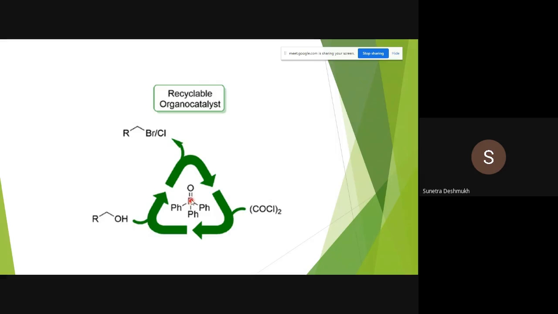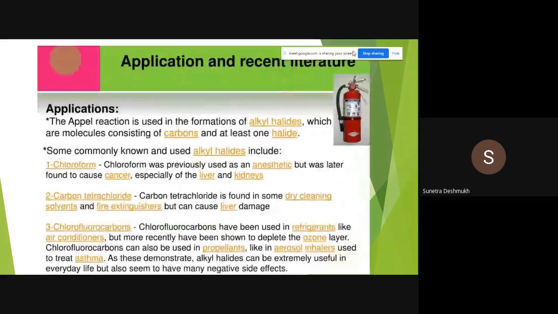We can reduce from phosphine oxide to again phosphine, and this is a recyclable organocatalyst. Okay, this is considered as an organocatalyst, and by reduction of this phosphine oxide bond, we can get this triphenyl phosphine, and we can utilize this for different reactions. So this use of phosphine is very important in organic synthesis. Now what are the applications of the Appel reaction?